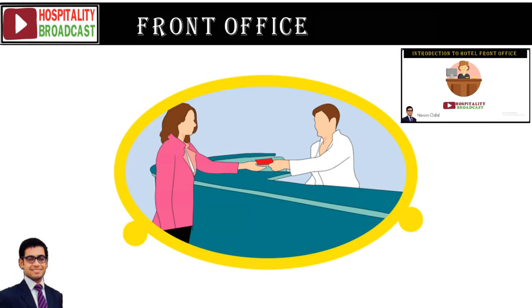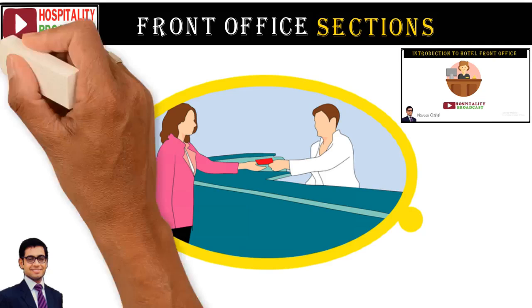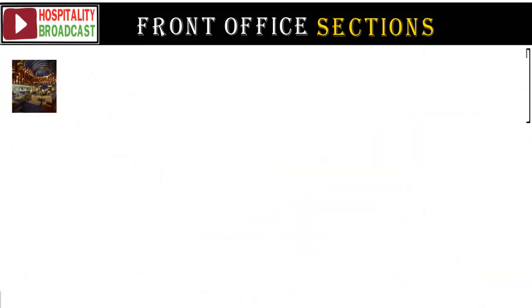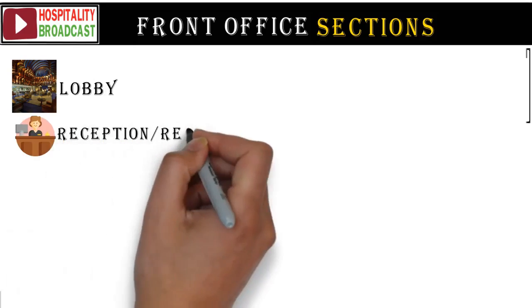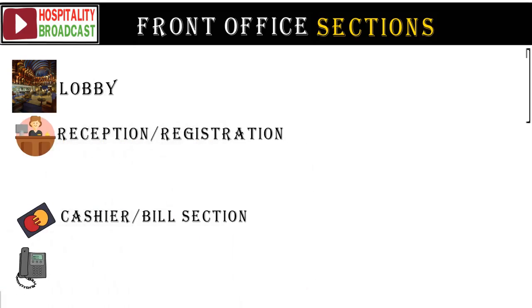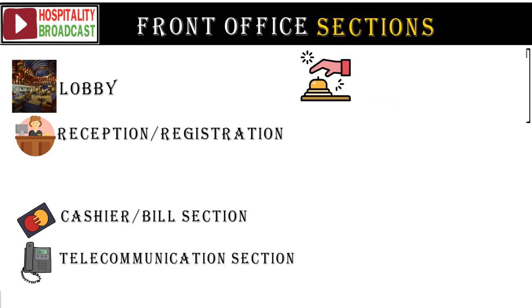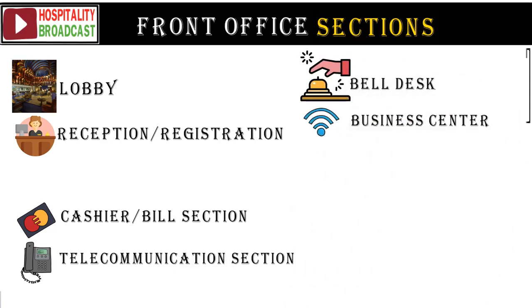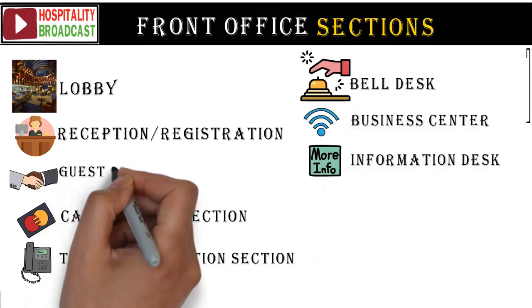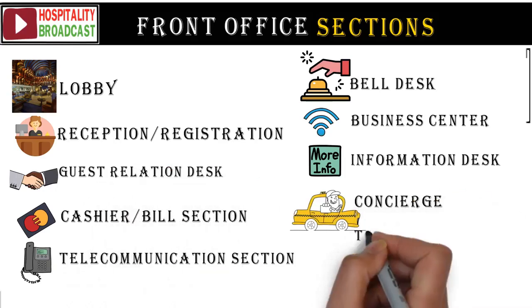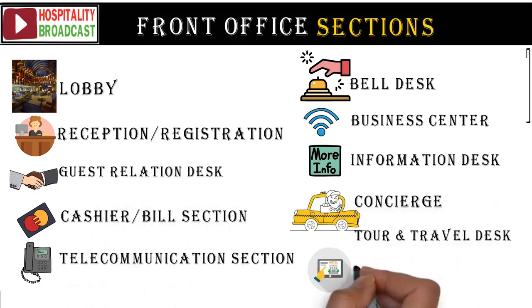In this video we will discuss various sections or sub-departments of front office and their functions. The major sections of front office are lobby, reception or registration desk, cash and bill section, telecommunication section, bell desk, business center, information desk, guest relation desk, concierge, tour and travel desk, and reservation section.